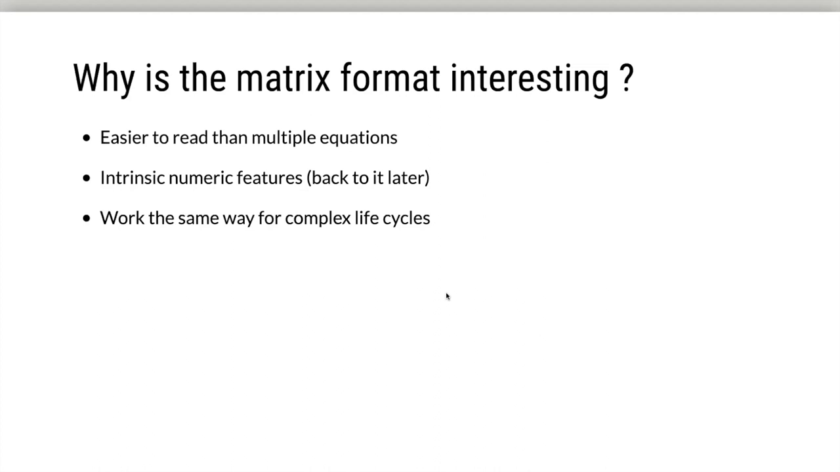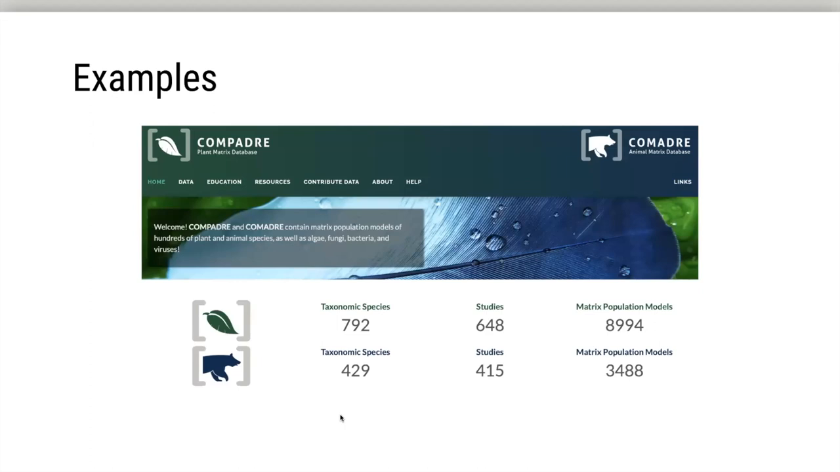And the interesting thing about the matrix format is also that whatever species you're working with, you will always be able to write the life cycle in matrix format. Even if you have many age classes or stages in the population, you can end up with a matrix summarizing the life cycle of the population. So it means you can have transition matrices for many species that are available, and they're all in the same format.